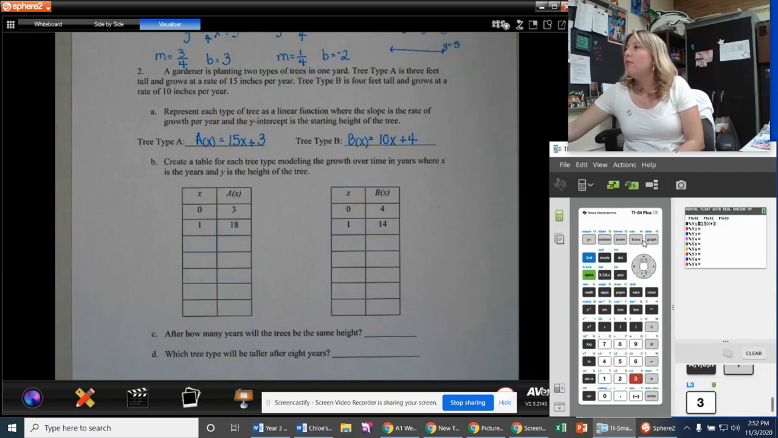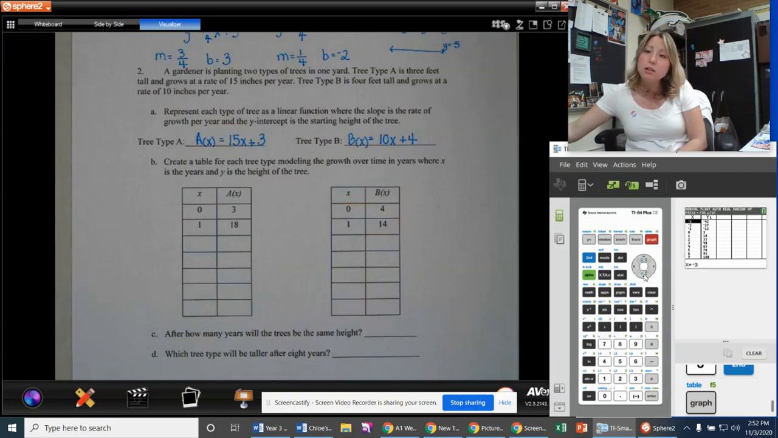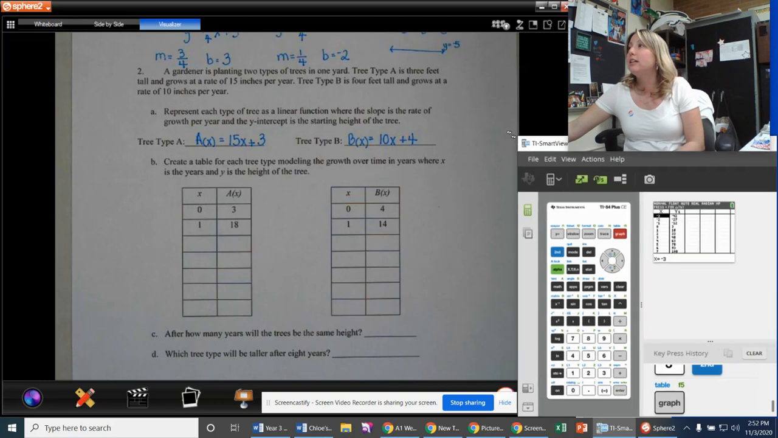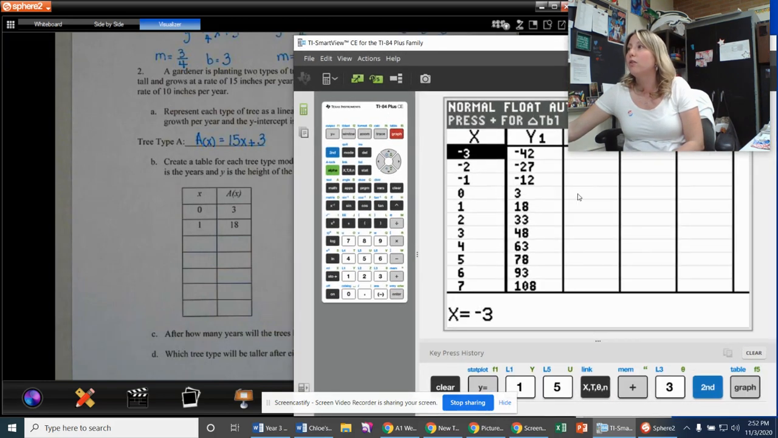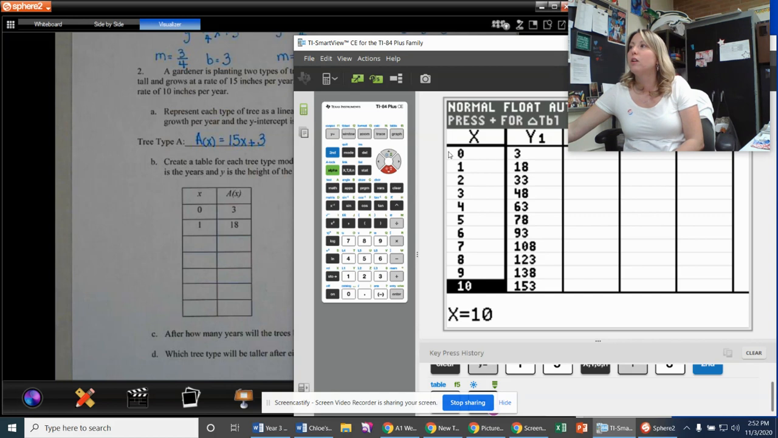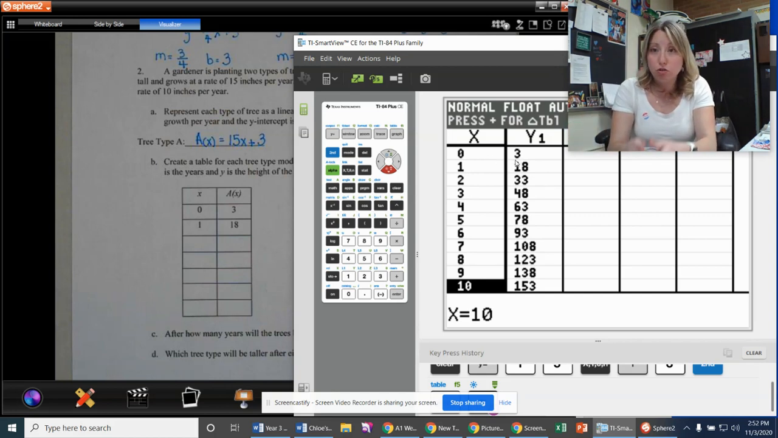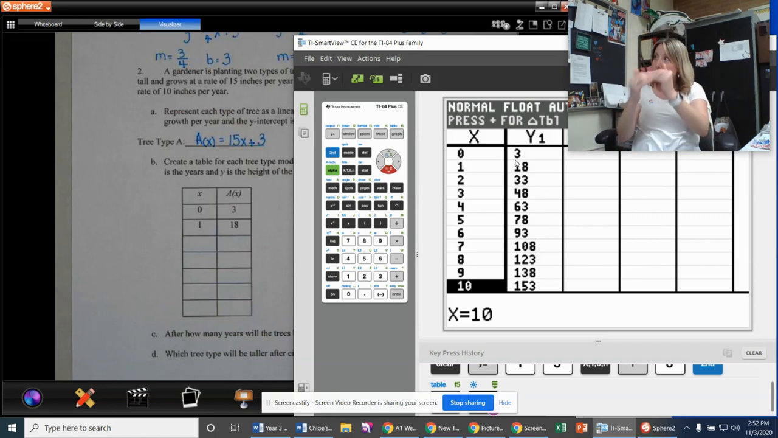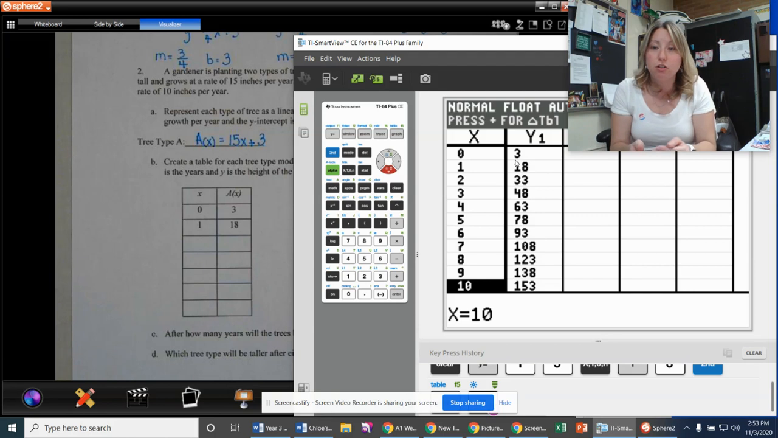And then let's press second and graph to see that function. And because we're talking about time, we're not going to be looking at negative x values. Okay, so these negative x values up here, I'm not going to look at those. I'm going to arrow down until I don't see those anymore, and I'm going to start with 0. So at the time of the planting of this tree, it's 3 inches tall. And now from now on, each year, it's growing at a rate of 15 inches per year.